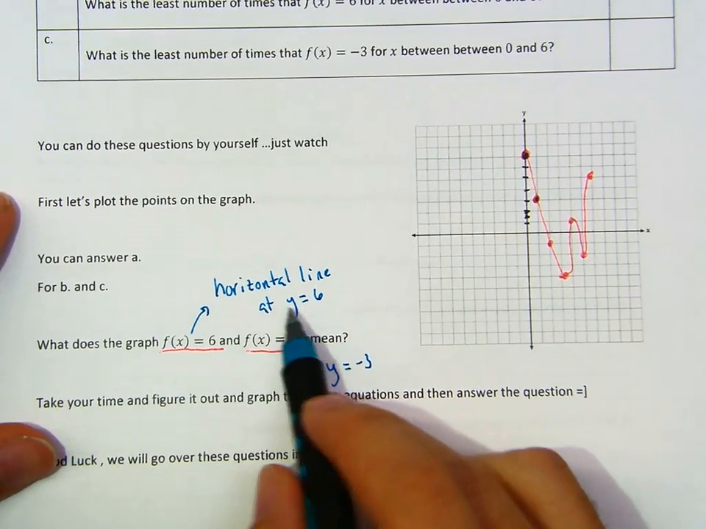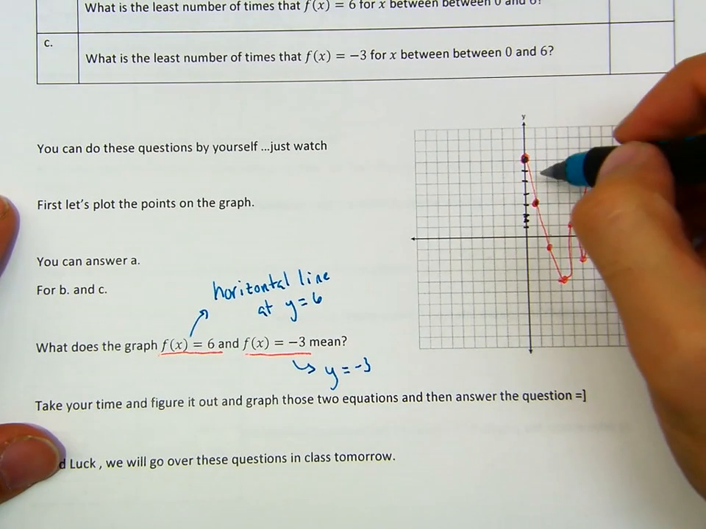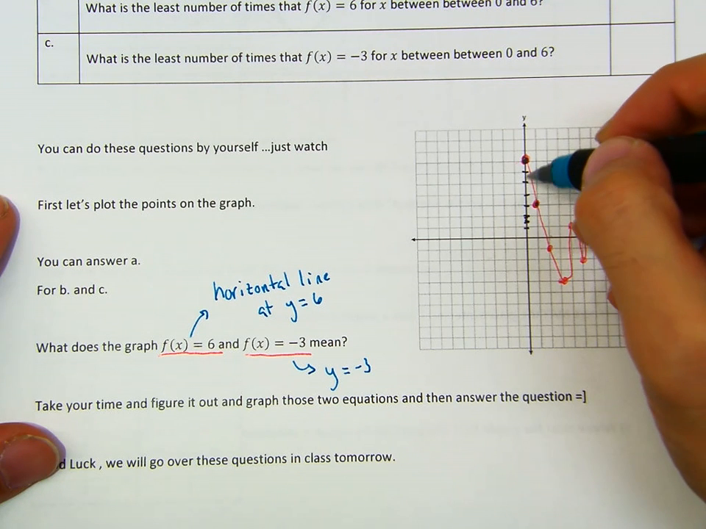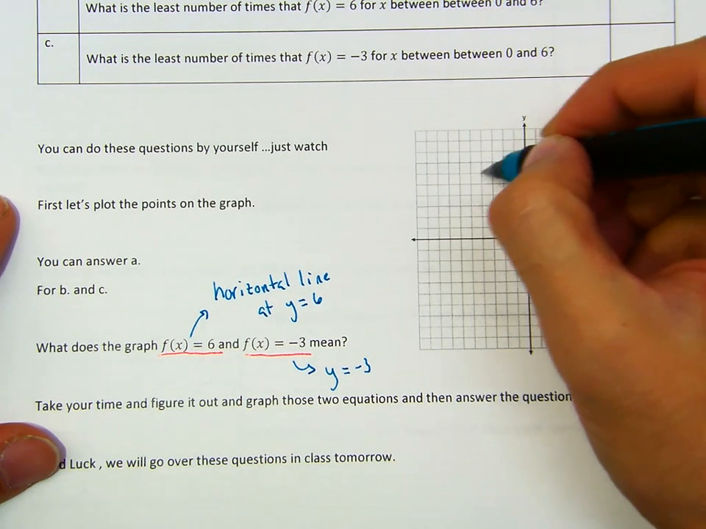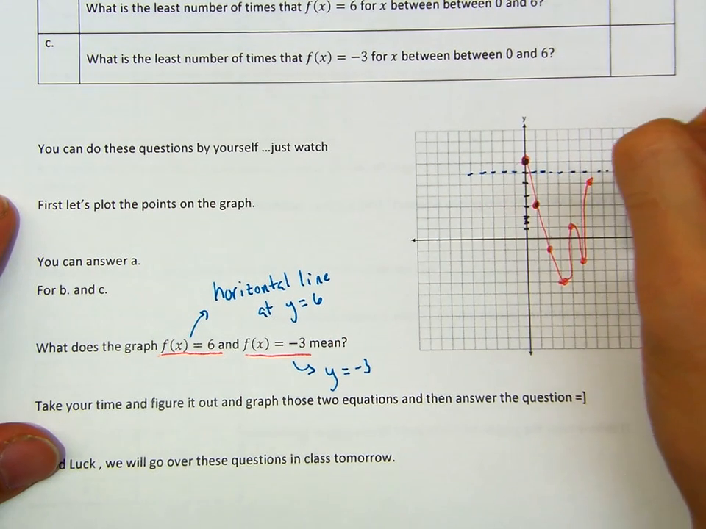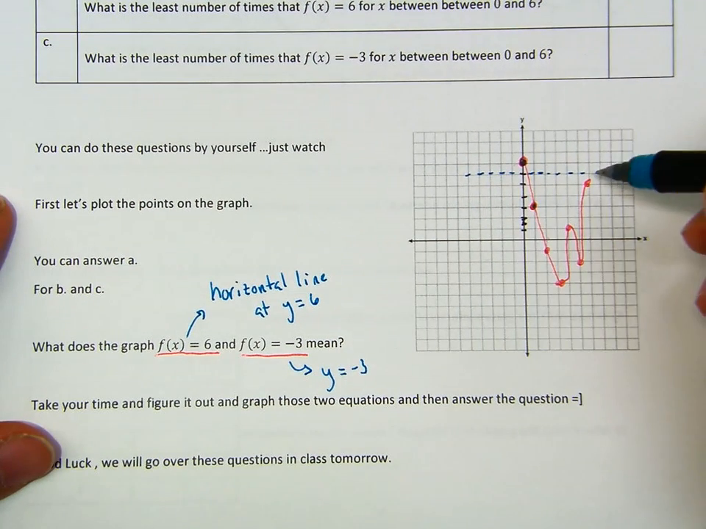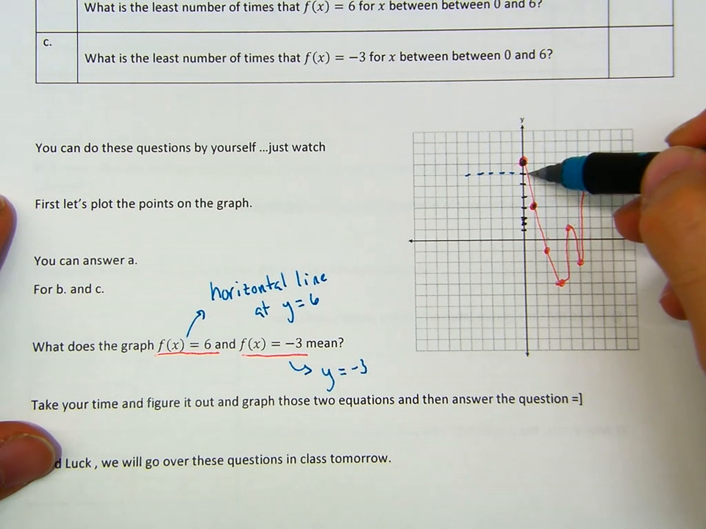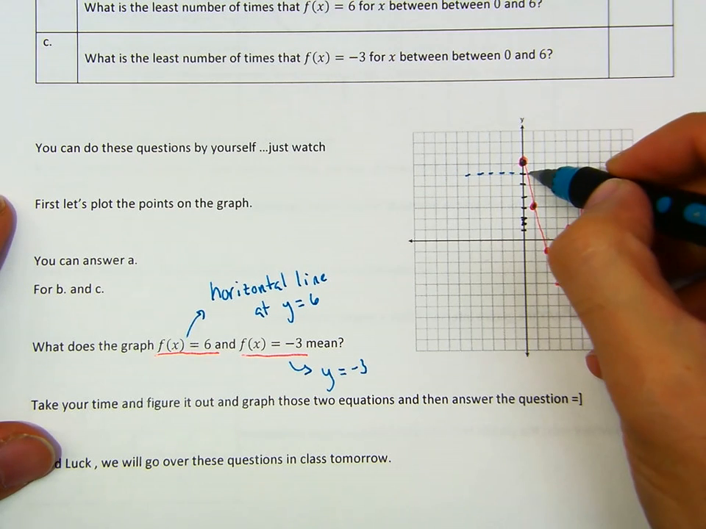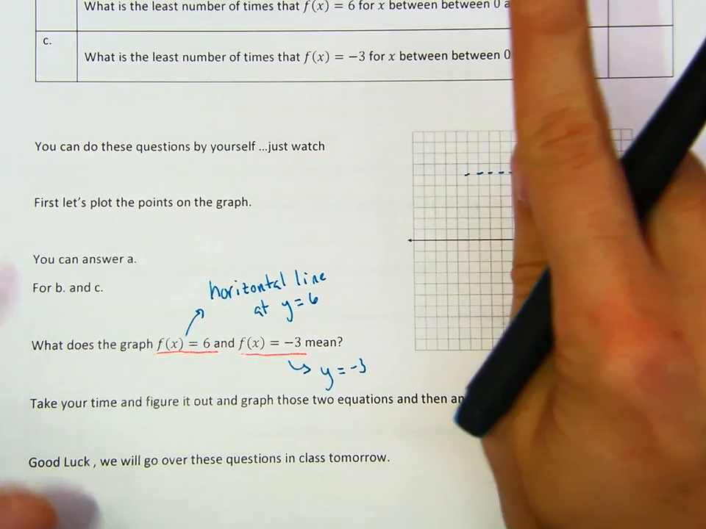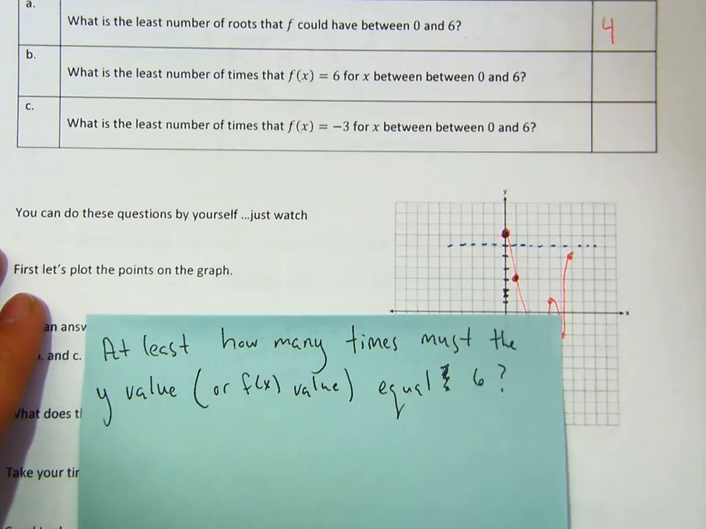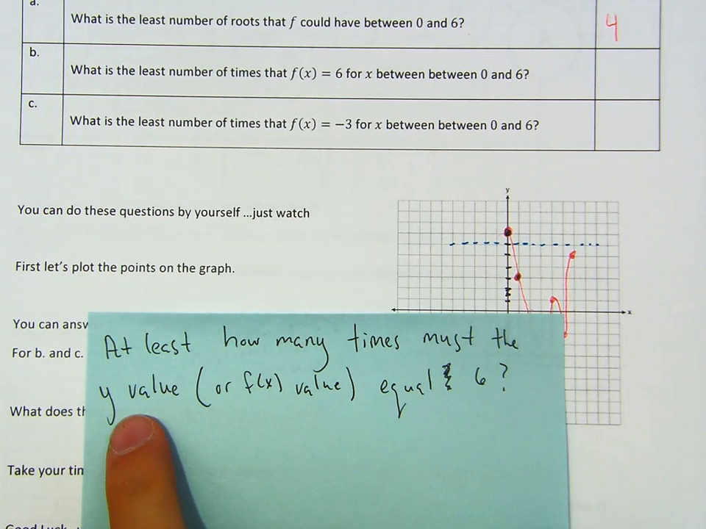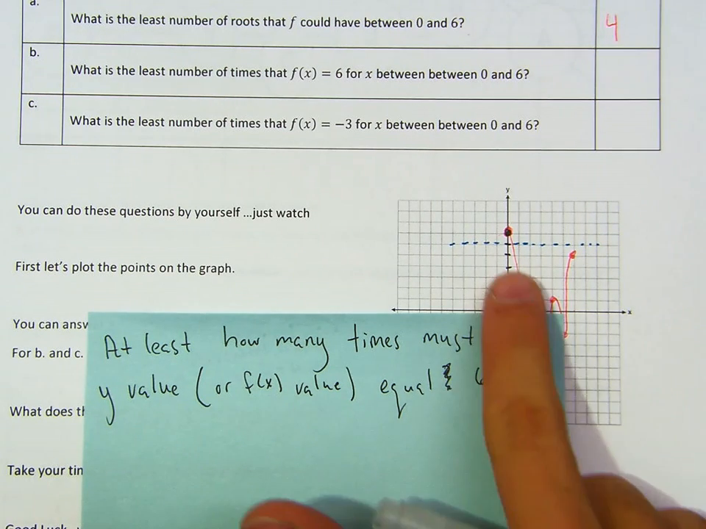So let's look at this one. If I have the horizontal line y equals 6, where is it? 1, 2, 3, 4, 5, 6. If I draw this line here, how many times does this graph have to at least equal 6 as a y value? That will occur once. Let me write that down: the f of x value equal to 6 for this graph.